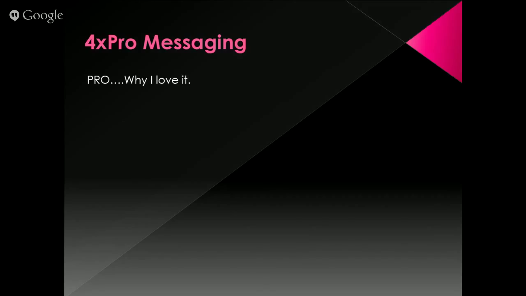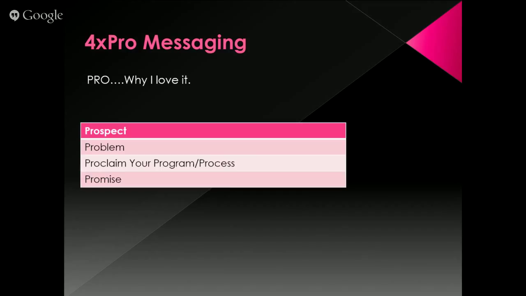I turn pro into a way of messaging yourself very quickly, so that if you make a video, you can go make a video with this right now. In the first 10 seconds, you will be able to grab your prospect, which is the person that you are hoping the most is going to take the next step to buy from you or at least inquire more about you, by using the 4 Pro. You're going to call out the prospect, that's specifically the person you want to work with, their main problem. You're going to proclaim your program or process. Don't you love it, the pros? And you are going to announce your promise.